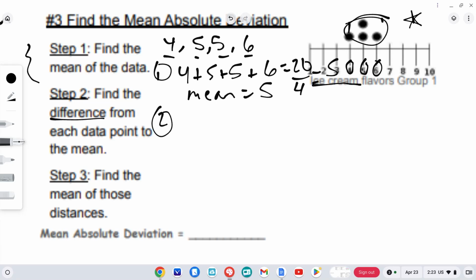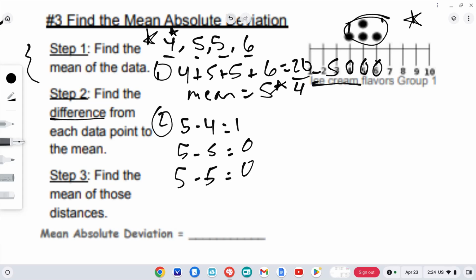So I'm just subtracting these numbers from the beginning with the number 5, starting with the bigger number. So the first number up here on my list was a 4. So 5 minus 4 is a difference of 1. Then the next one is the number 5. Okay, 5 minus 5 is 0. Then I have another 5. 5 minus 5 is 0. And then the last one is the number 6 from the list. So 6 minus 5 is 1.